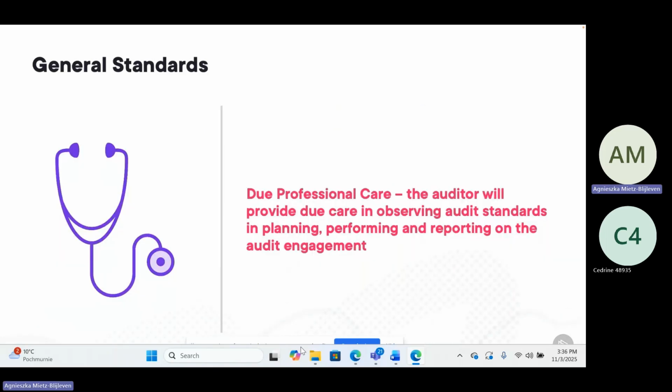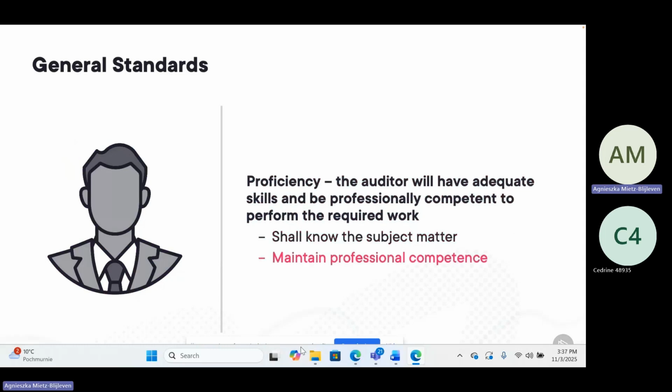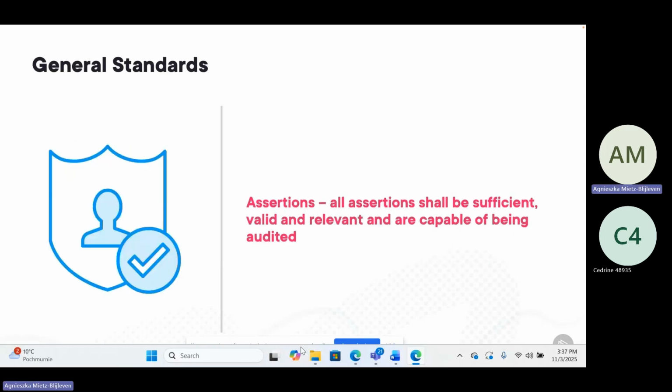Also, when we conduct an audit, the auditor will provide due care in observing auditing standards in how we plan, perform, and report on the audit engagement. And this is then called due professional care because it's what is expected of us, not just as a member of an organization, but as a member of a professional organization. We also have standards regarding proficiency. The auditor will have adequate skills and be professionally competent to perform the required work of the audit. We shall know the subject matter, the area that we're auditing, and we must maintain professional competence, keep learning, for example, about new technologies and business processes and risk. Assertions, and this is a difficult one.